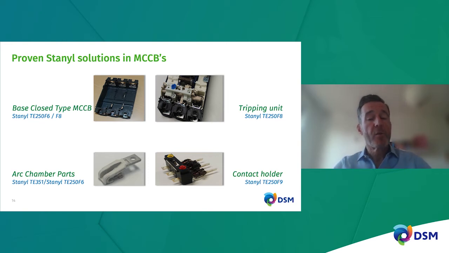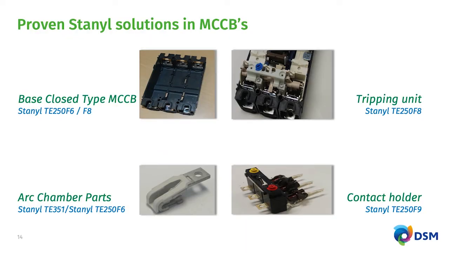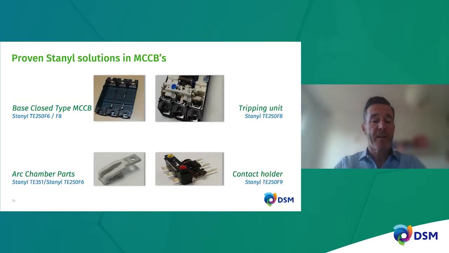Stenil is of course not new in the electrical power distribution market. It has been used already for many years in electrical applications, like is shown here, like the base of an MCCB, the tripping unit, contact holder, and the arc chamber parts. This was mainly done with halogen containing flame retardant Stenil grades, but it shows that the basic property profile of glass-filled Stenil perfectly fits into the electrical power distribution devices.